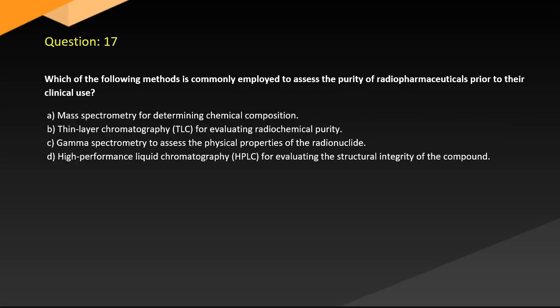Question 17. Which of the following methods is commonly employed to assess the purity of radiopharmaceuticals prior to their clinical use? A. Mass spectrometry for determining chemical composition. B. Thin layer chromatography (TLC) for evaluating radiochemical purity. C. Gamma spectrometry to assess the physical properties of the radionuclide. D. High performance liquid chromatography (HPLC) for evaluating the structural integrity of the compound.